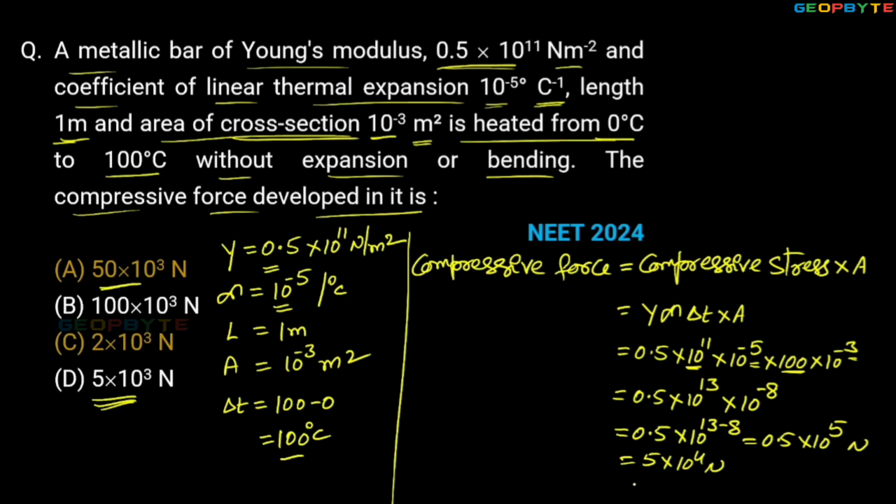But 50 into 10 power 3 is available. The same I can write as 50 into 10 power 3 newtons. Look at the option A. Option A is absolutely correct. Understood clearly? Yes. Similarly, let us take another important problem.